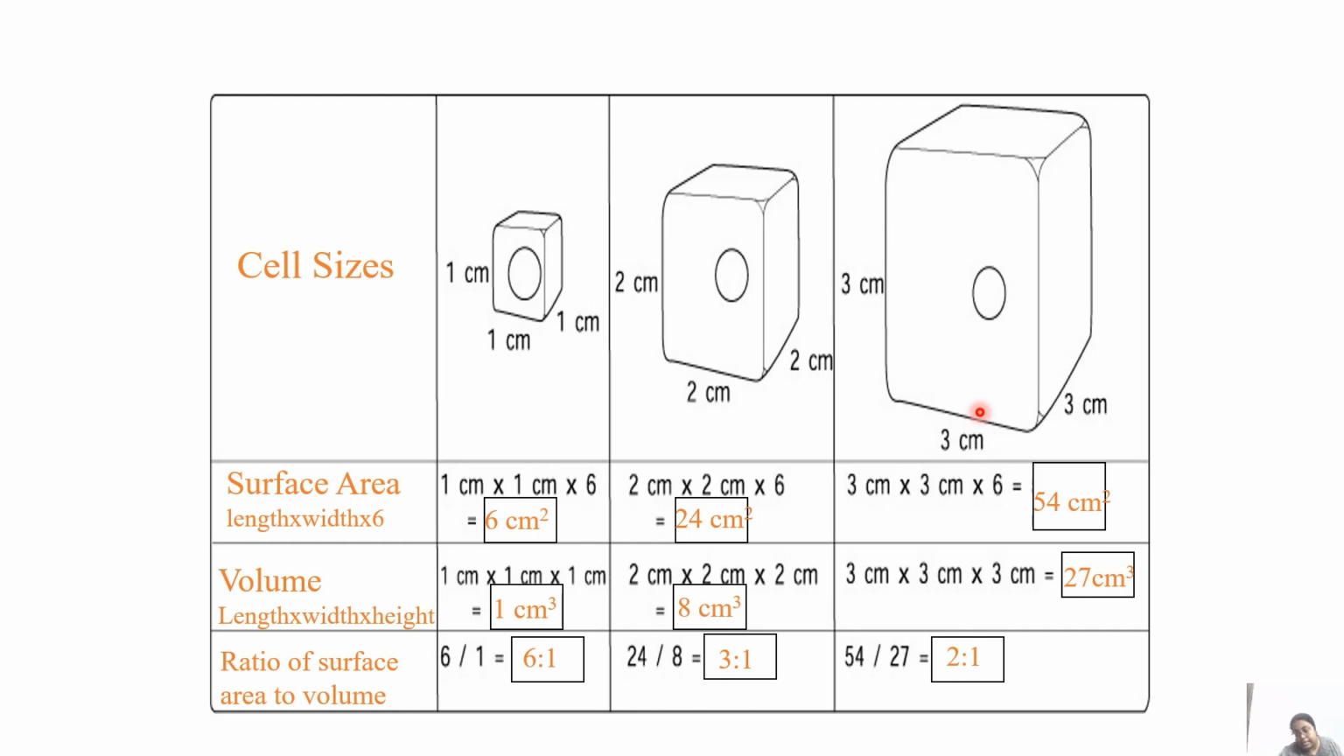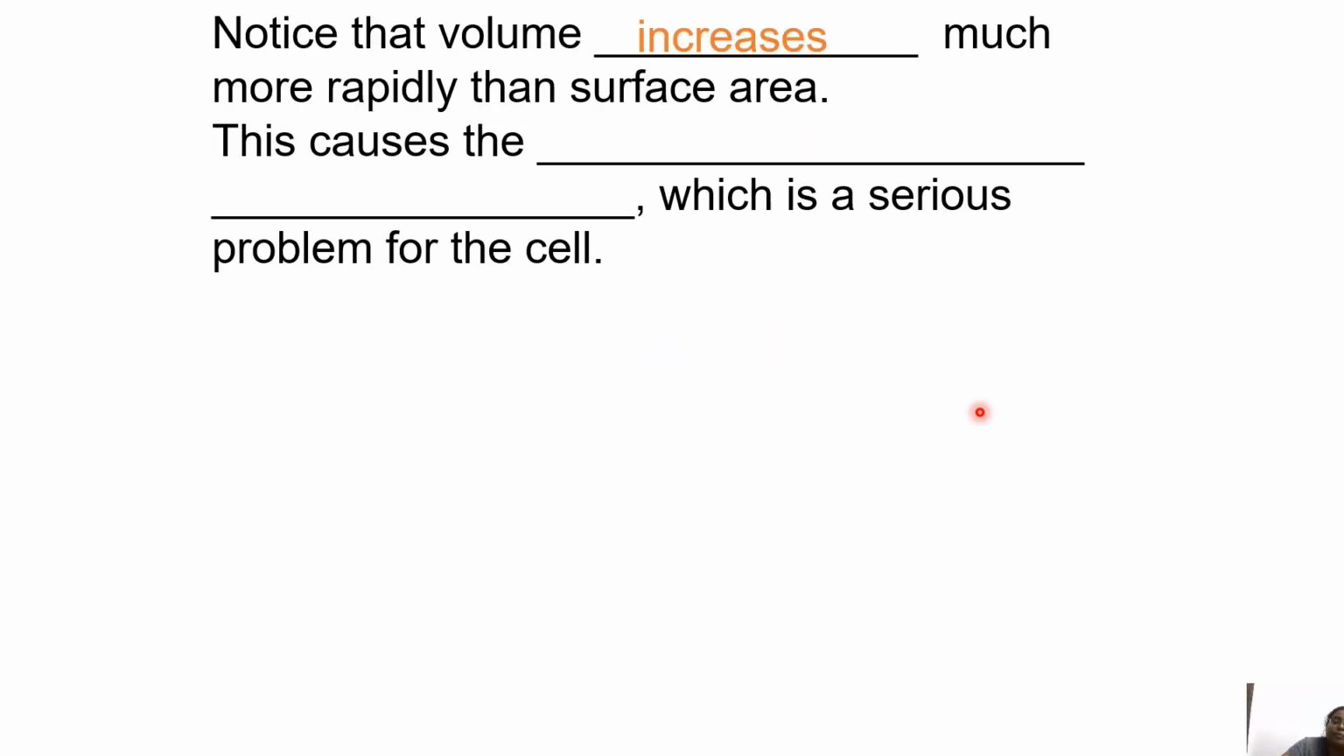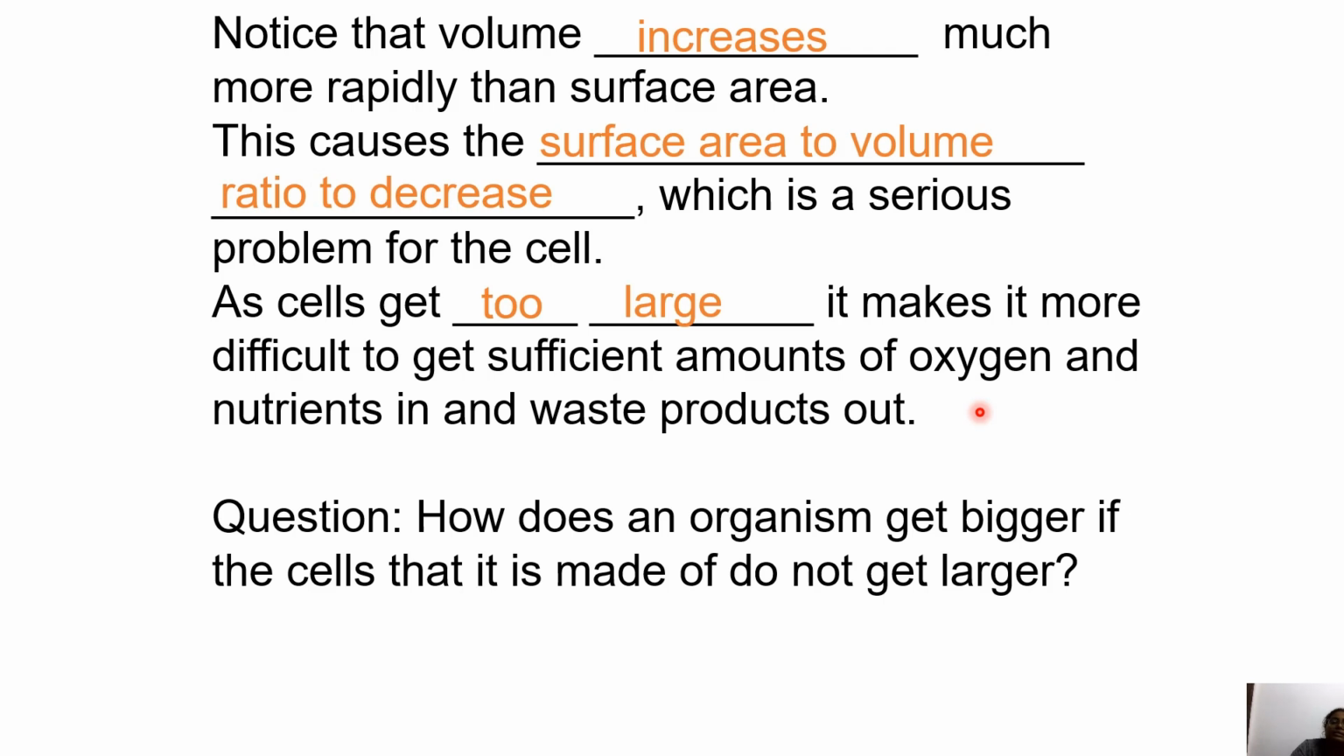So exactly what you were saying, the ratio needs to be maintained. Notice that the volume increases much more rapidly than the surface area. So this causes the surface area to volume ratio to decrease, which is a serious problem for the cell. As cells get too large, it becomes more difficult to get sufficient amounts of oxygen and nutrients in and waste products out. Correct?